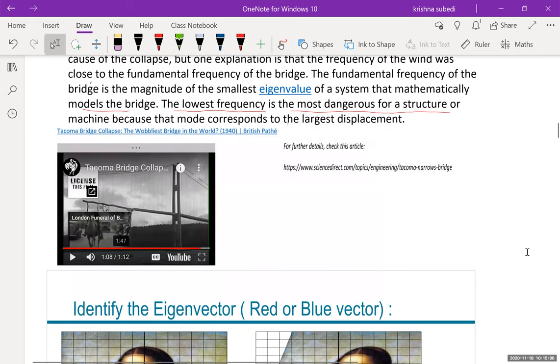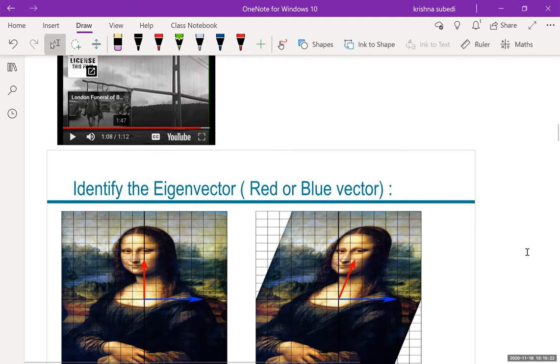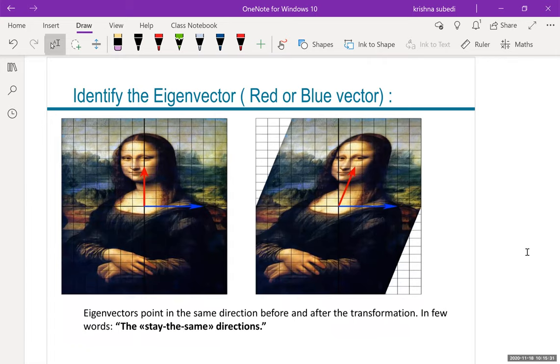So we saw one application where the engineer miscalculated the eigenvectors and eigenvalues, and that led to a disaster in the case of the Tacoma Bridge. Now let's take a close look at what I mean by eigenvectors and eigenvalues, okay?